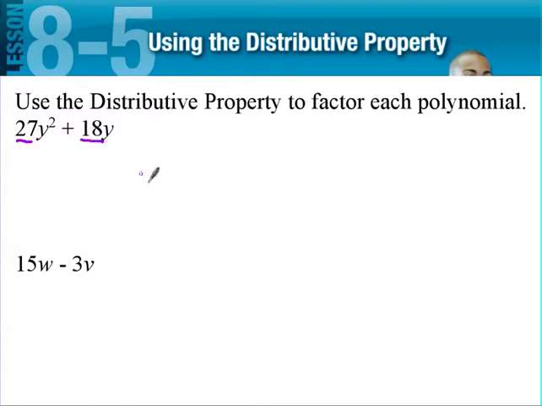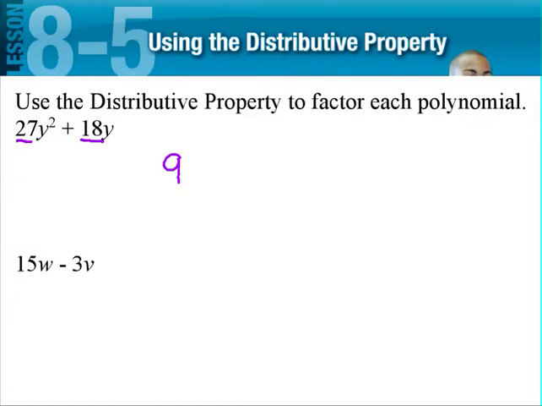And so what I'm going to do is look first of all at the coefficients. And I'm going to say to myself, okay, I have 27 and 18. What is the biggest number that will divide both 27 and 18 evenly? 9. So there we go. So I'm going to write a 9.